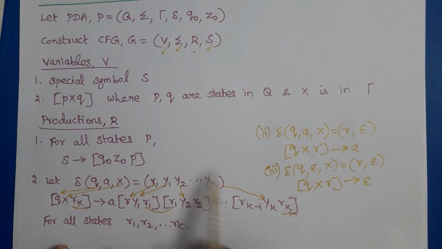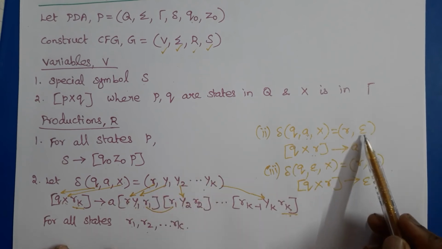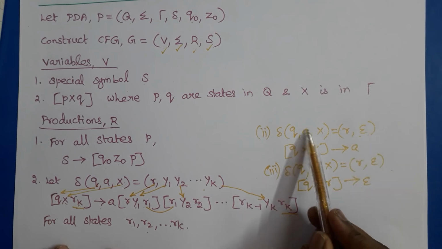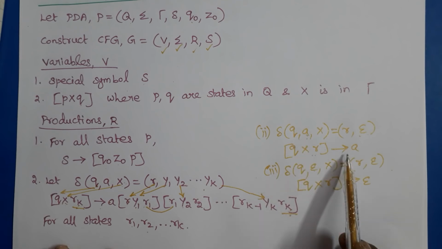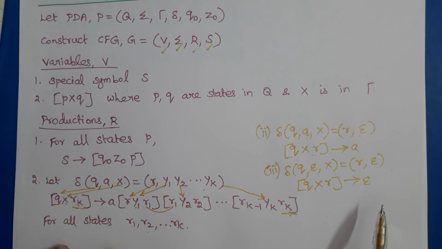Here one or more symbols may come. If epsilon is coming and a single terminal symbol is there, then we need to write only one production like this. Then when both these two symbols are epsilon, here also we need to write only one production. Now we will see an example.